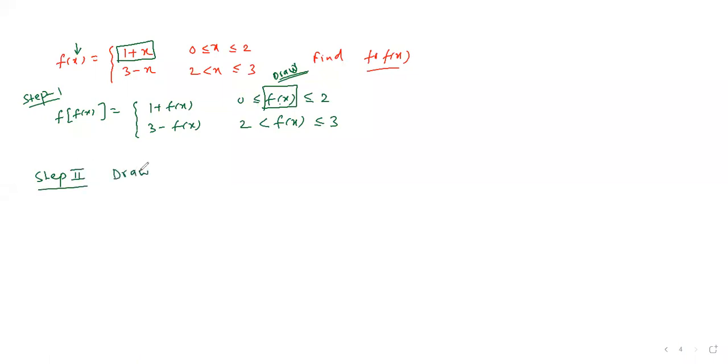Draw the graph of f(x). Let us draw. Guys, from 0 to 2 it is a line segment. What is the value at x equal to 0? It is 1. What is the value at 2? It is 3.